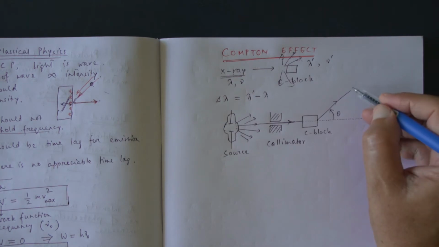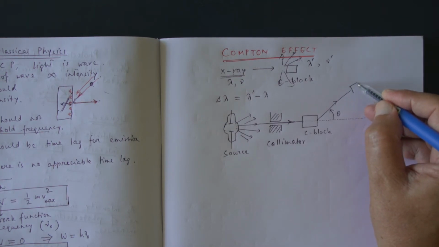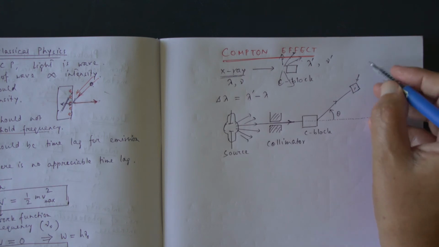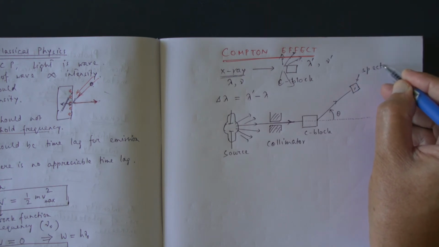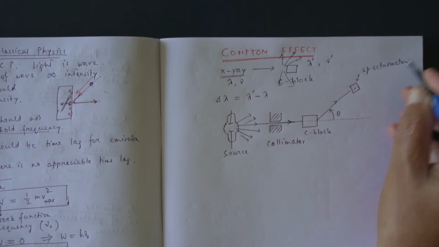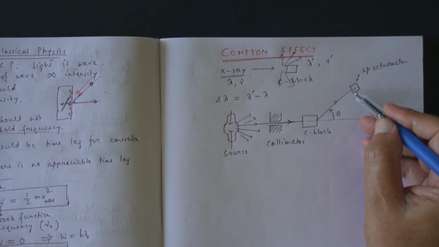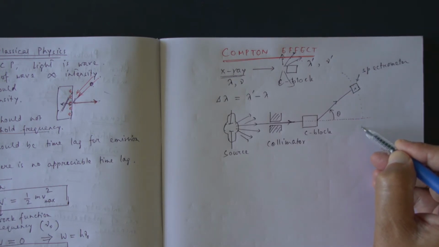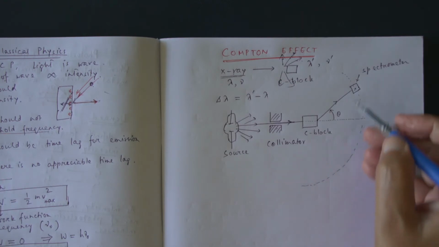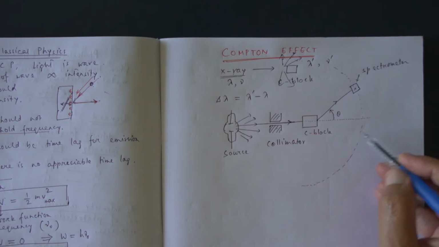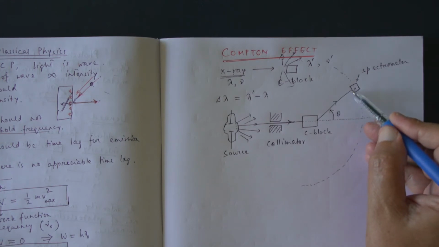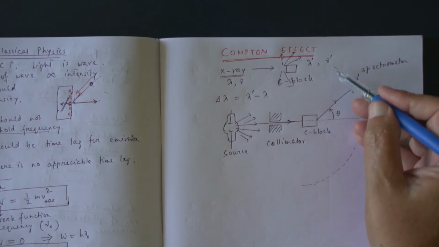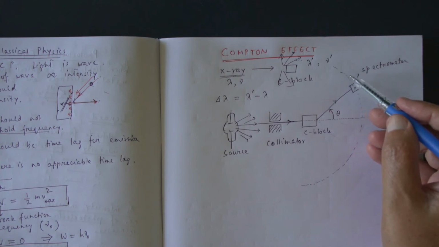Now the scattered X-ray is monitored with an instrument called a spectrometer. The spectrometer observes the scattered X-ray, and it can be moved in a circular path, so that the scattered X-ray can be measured at any angle.